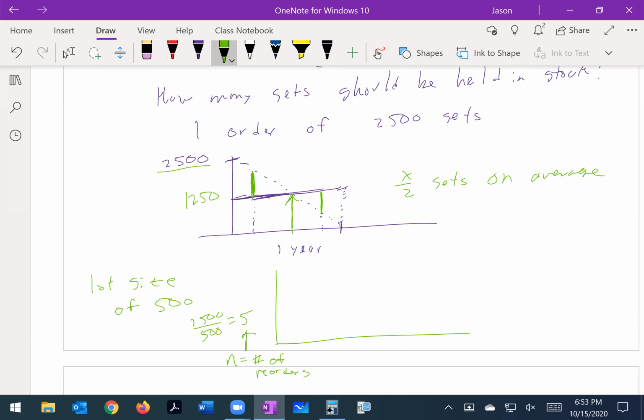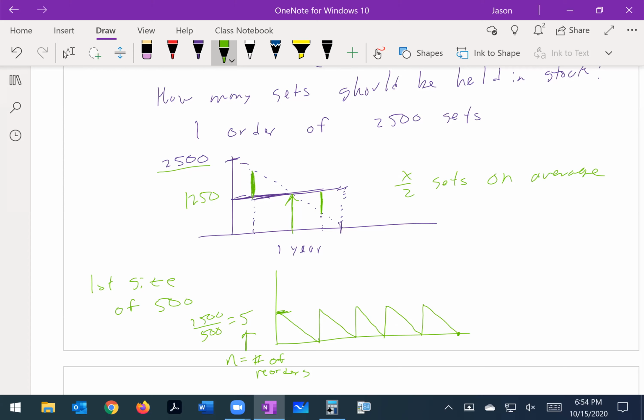So at the very beginning, I'm going to have 500 sets, and then it's going to go down to nothing. Then I'm going to reorder, and I'll have 500 again, and it's going to go down to nothing. I'll reorder again, and again, and then at the very end of the year, I'm going to reorder one more time, and it's going to go down to nothing.